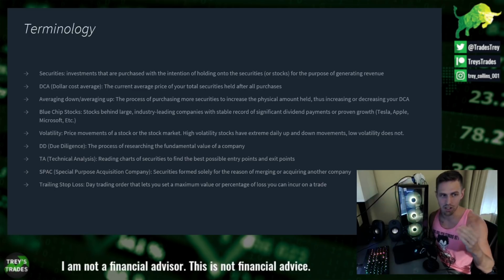We're going to start off with securities. So securities are investments that are purchased with the intention of holding onto the securities for the purpose of generating revenue. These are just essentially stocks. Dollar cost average, which is DCA, that is what I'm going to refer to it as throughout the slideshow here. That is dollar cost average. It is the current average price of your total securities held after all purchases.